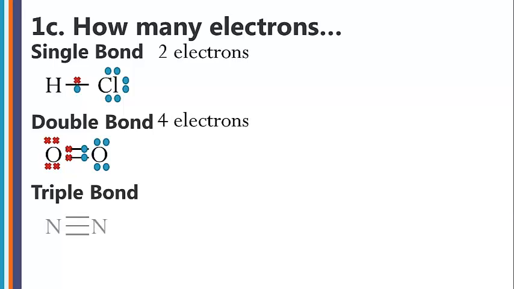A triple bond, like that between diatomic nitrogen, is 6 valence electrons. So 3 from one nitrogen and 3 from the other. So a triple bond is 6 electrons. You can think of each of those lines as being 2 electrons. So if there are 3 lines, that's 6 electrons total.